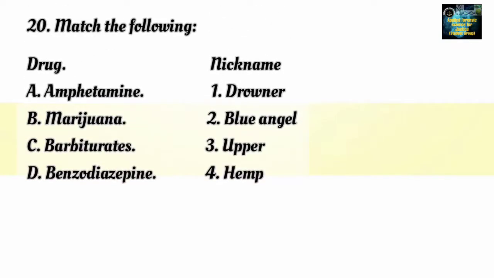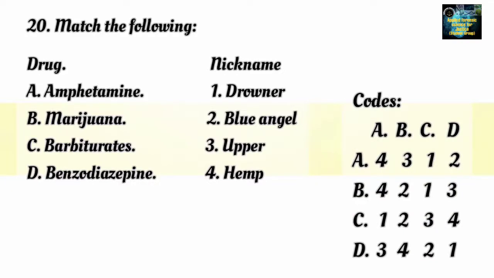Next, question number 20. Match the following. One side drugs, on opposite side its nicknames. Under drugs, A. Amphetamine, B. Marijuana, C. Barbiturates, D. Benzodiazepines. Under nicknames, 1. Downer, 2. Blue Angel, 3. Upper, 4. Hemp.